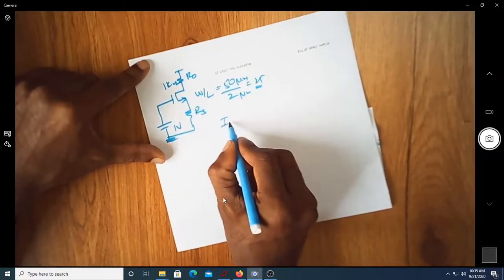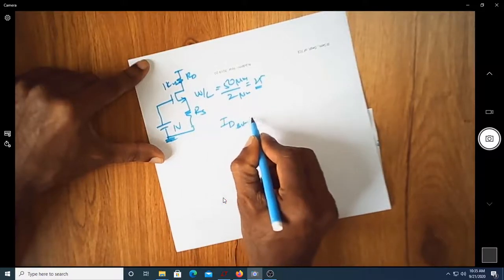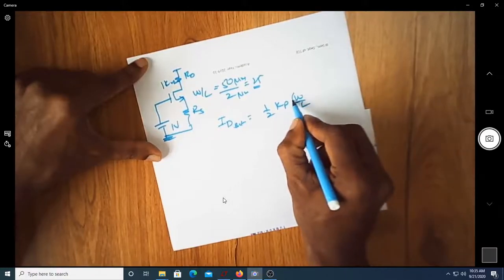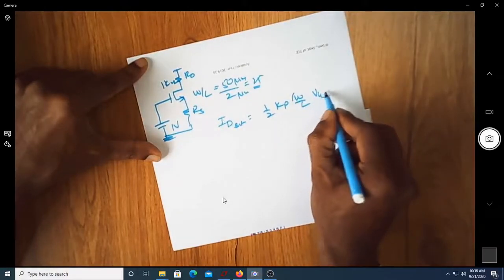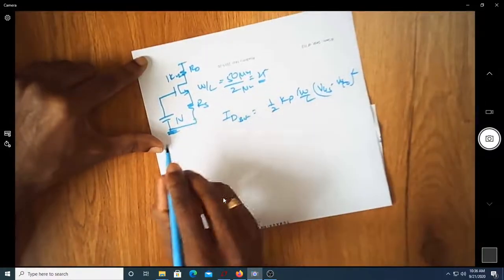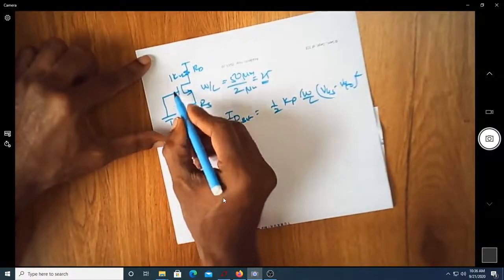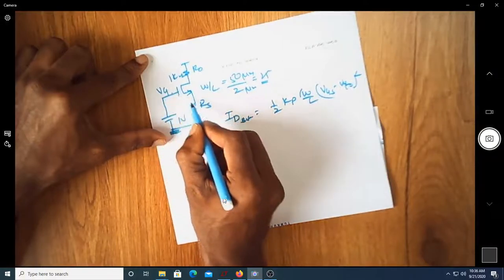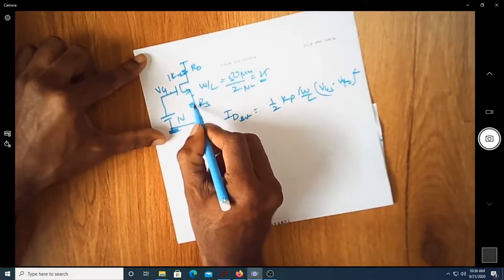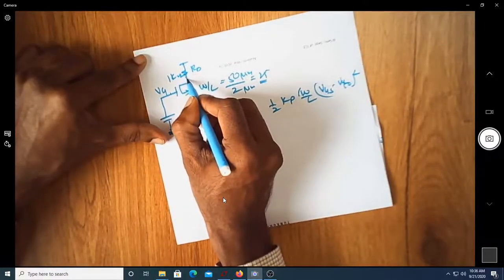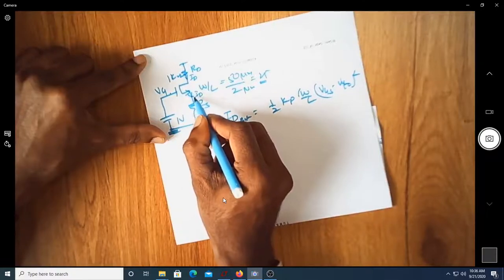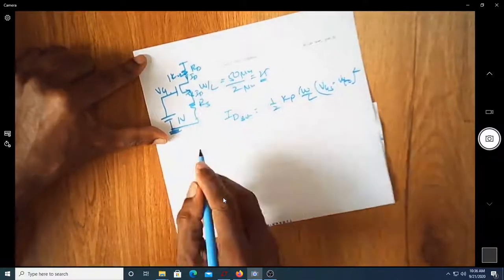Assuming the MOSFET is in saturation region, I can write it as half Kp W by L into VGS minus VTO whole square. Now the question is, what is VGS? VGS is not 1 volt. Actually, VG is 1 volt. VS is not grounded. Since the source is not grounded, VS is ID into RS, because whatever current flows here, the same current will come down here. So I will say current flowing through RS is also ID.